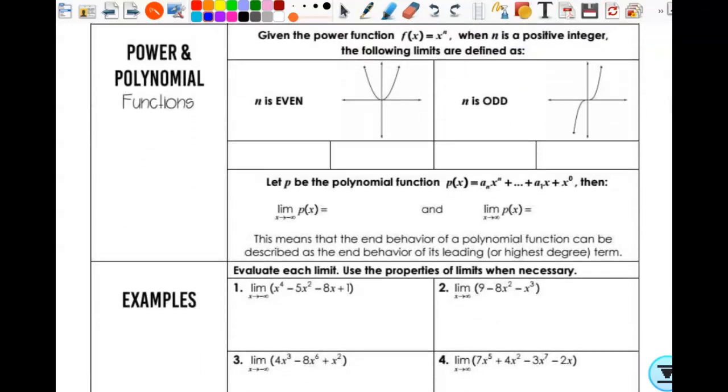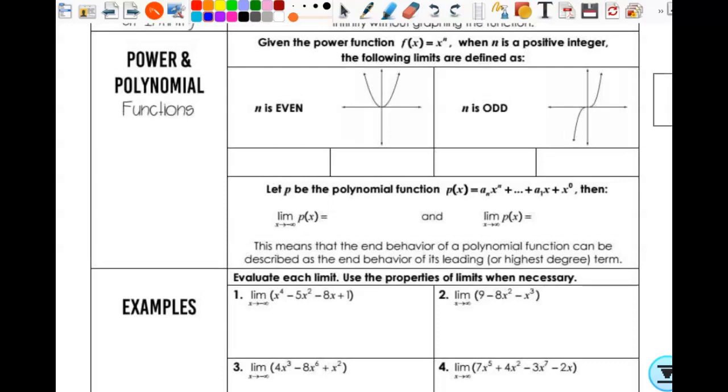So we're going to talk about power and polynomial functions first. If we have a power function, that means it's like y equals 3x squared, not y equals 3x squared plus 2. That's not a power function, that's a polynomial. Just literally one little term there.